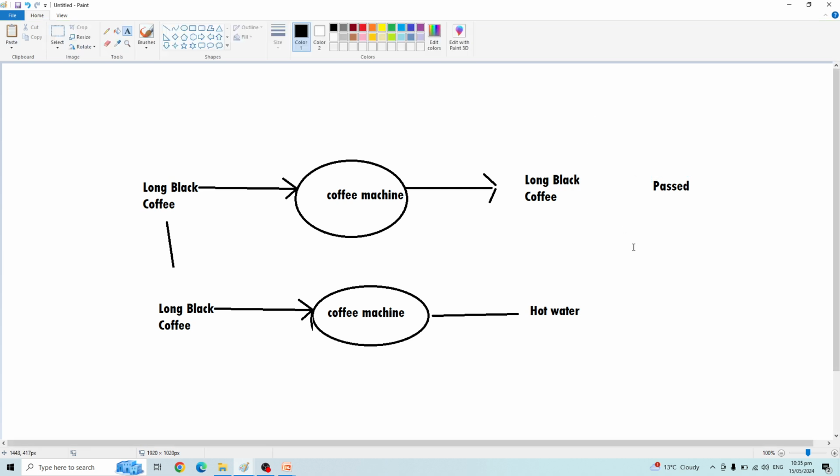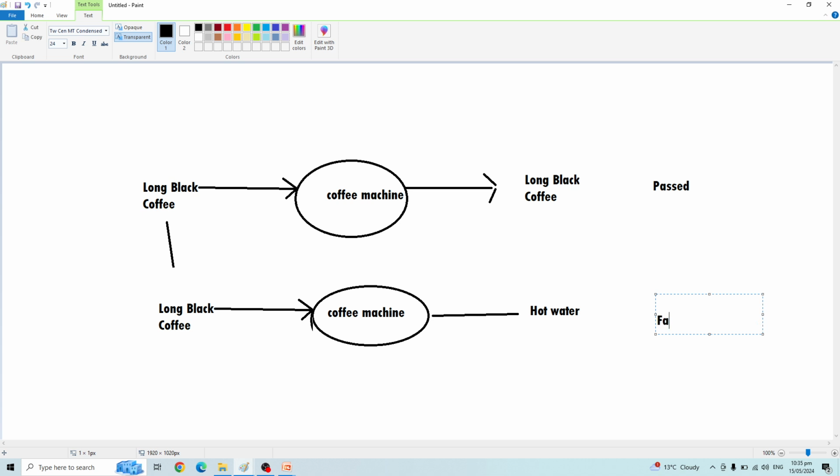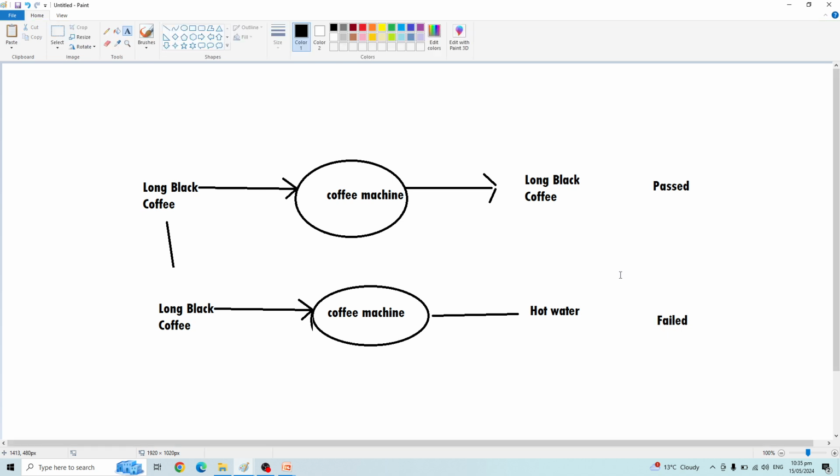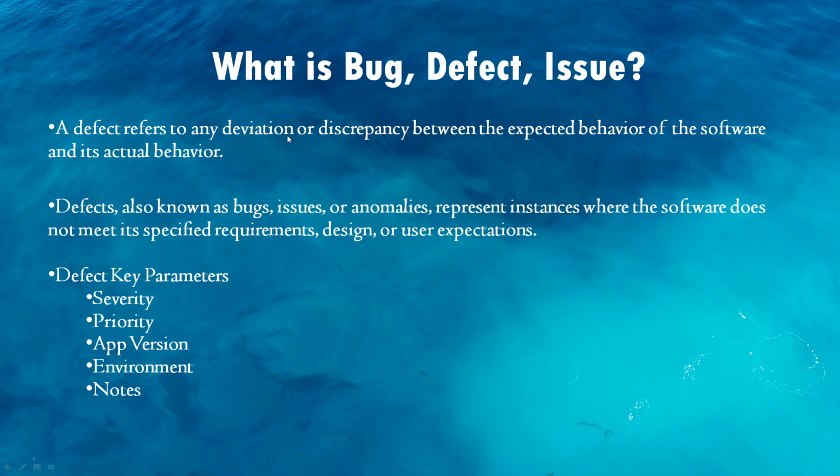Now what happened after 2 days? I'm testing the same coffee machine. I'm selecting long black coffee, but what I received is hot water. So what happens? People get upset. Oh, I was expecting coffee and you have provided hot water, right? Failed. Now, this is called a defect. The expected behavior is coffee, but what we are receiving is hot water. If you take the definition, a defect refers to the discrepancy between the expected behavior of the software and the actual behavior. By this time, after the example, you know what that definition exactly means.